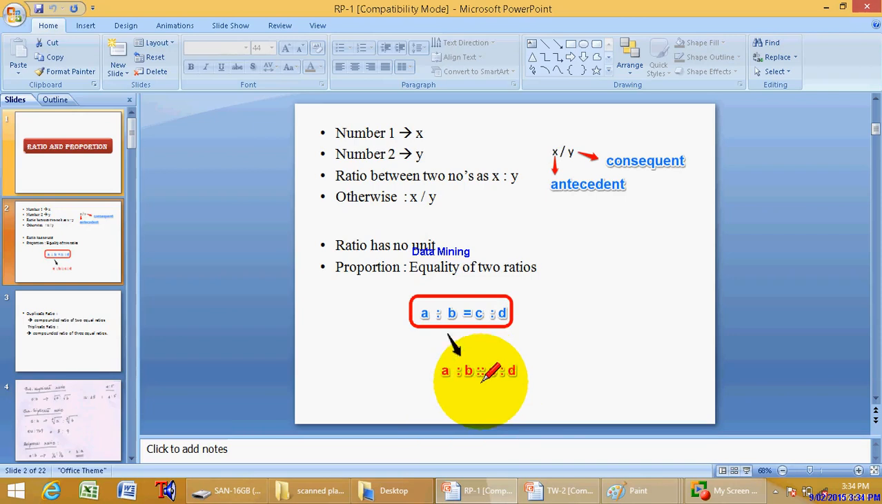So here you have four terms in the proportion, where the first term A and the last term D are referred to as extremes. Similarly, the middle terms, B and C, are referred to as means. So the formula for proportion is: product of means is equal to product of extremes. In short, we can write it as A into D is equal to B into C. This is the simple basic way to define proportion.